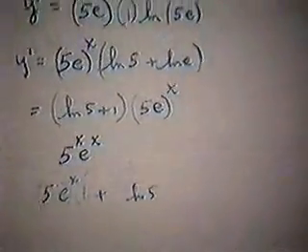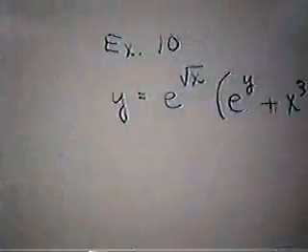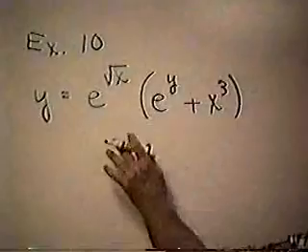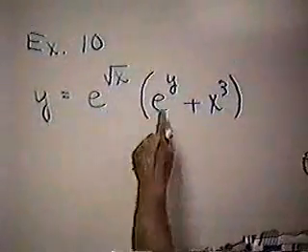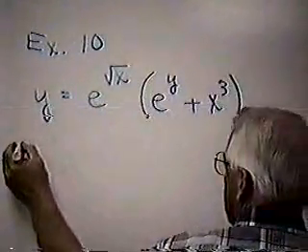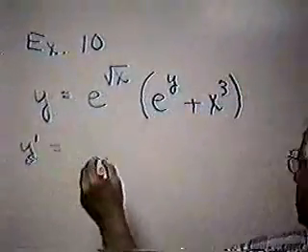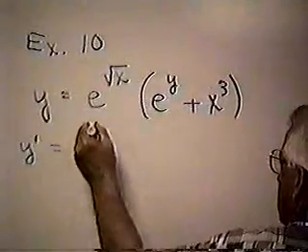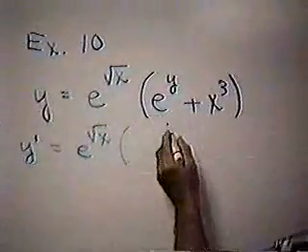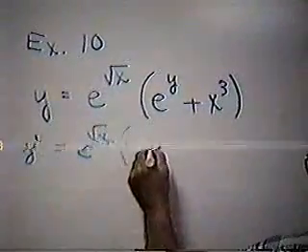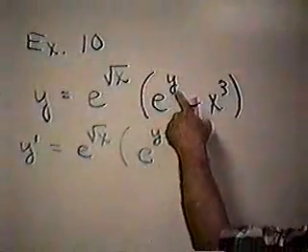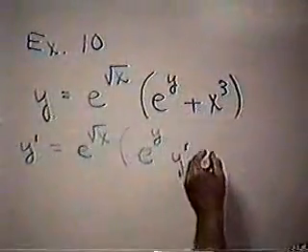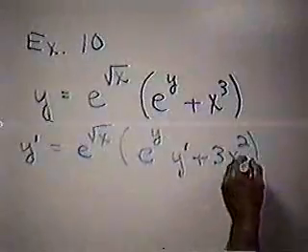Okay, let's look at example 10. This is a big complicated product rule, this times the parentheses. So here we go. Derivative of y is y prime. Let's see. I'll write this one down first. And take the derivative of this. Derivative, e is itself. And then we take the derivative of the power. Derivative of the power is 1, tag on a y prime, plus 3x squared.